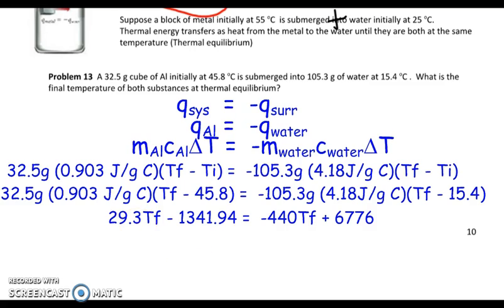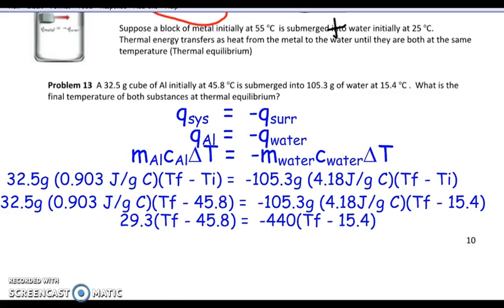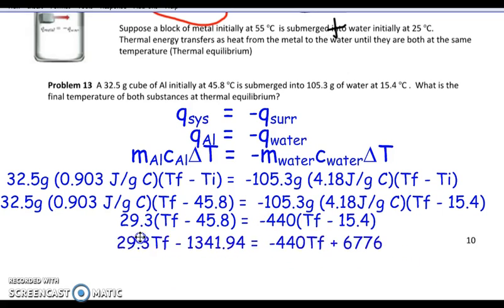Oops, hang on. Sorry about that. I grabbed the wrong information there. So again, I multiplied 32.5 by 0.903. I got this. I multiplied these two numbers here and I got negative 440. I'm a little lazy about sig figs right now. Sorry about that. And now what? Simple math. I'm going to distribute the 29.3 throughout. I'm going to distribute the negative 440 throughout. And that's where this comes from.